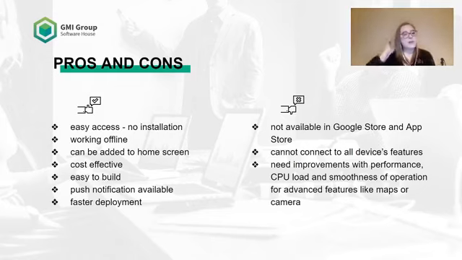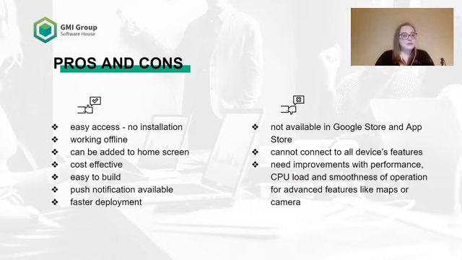So let's just sum up with the pros and cons. First pro is easy access, no installation. So you don't have to be worrying about people not wanting to install the app because it will take a lot of space or something like this. You're just creating a shortcut on your phone. It's not taking any space from your phone. Also, it's working offline, so that's a good thing. Can be added to the home screen. So this easy access that we are talking about, we are checking that box.